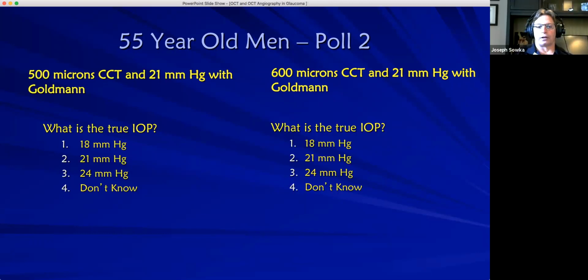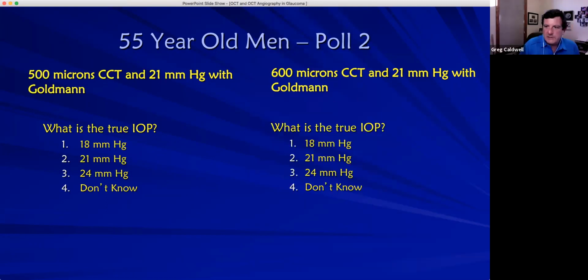All right, we're getting pretty close, so I think we're going to call it right here. Yeah, I'm going to end the polling, and we're going to show the results.